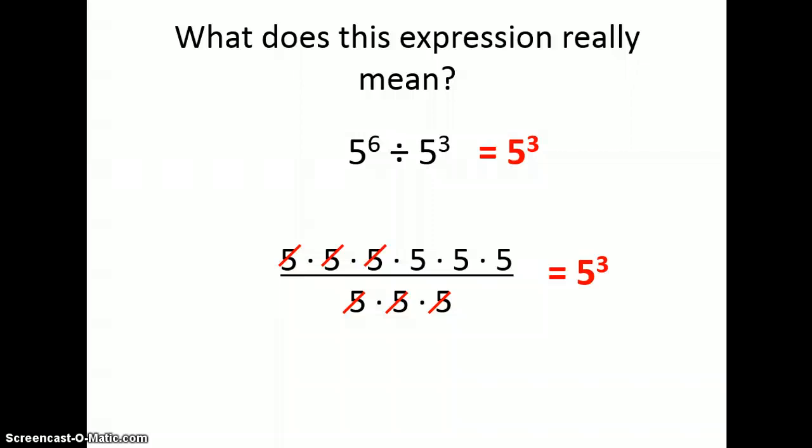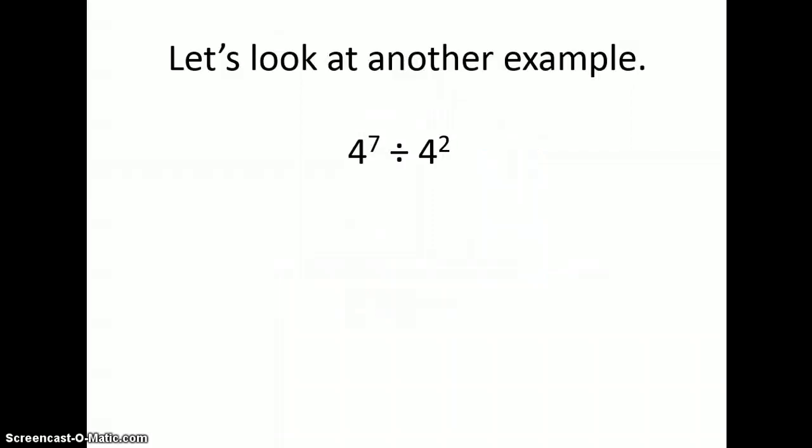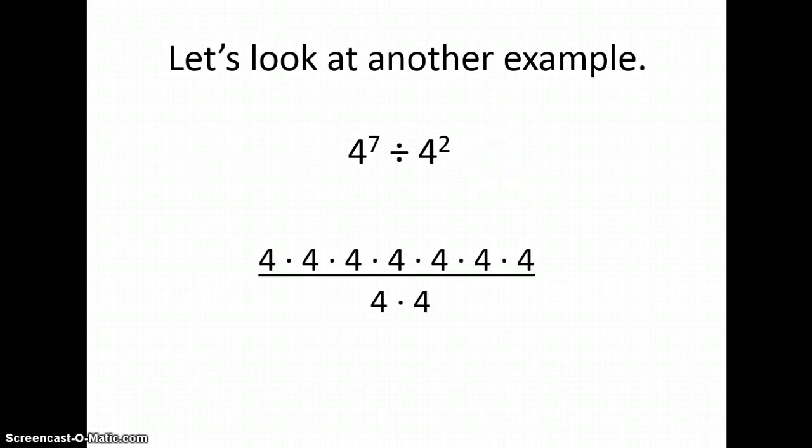And let's look at another example. How about 4 to the 7th power divided by 4 to the 2nd power? And remember, another way to write this is 4 to the 7th power over 4 to the 2nd power. And if I put that in expanded form, I would have 1, 2, 3, 4, 5, 6, 7 4s in the numerator, all being multiplied, and 4 times 4 in the denominator.